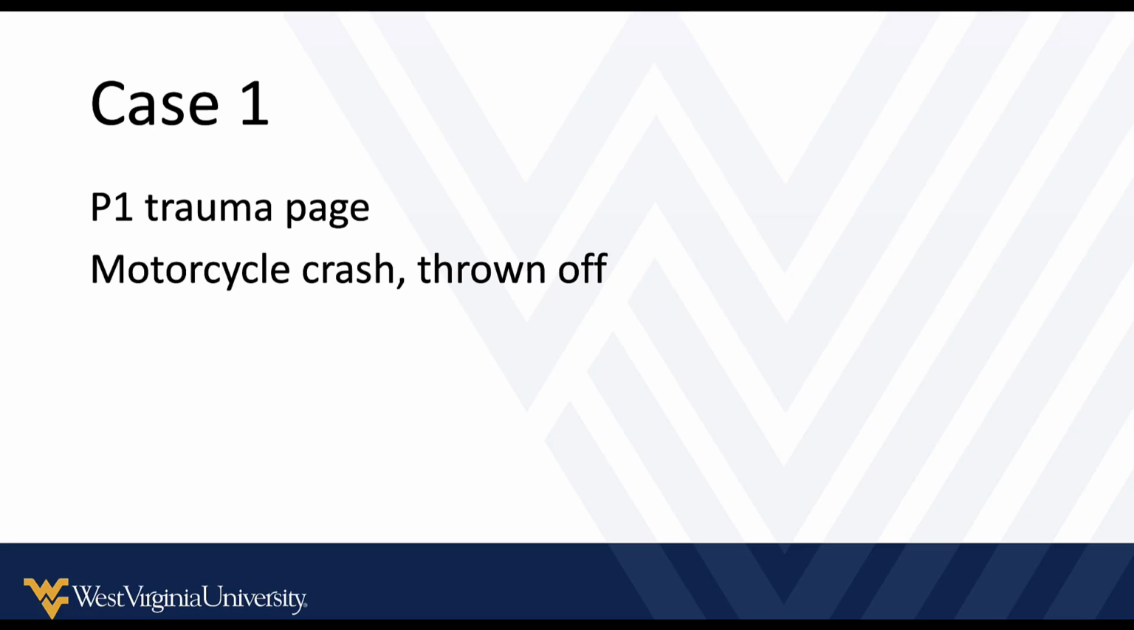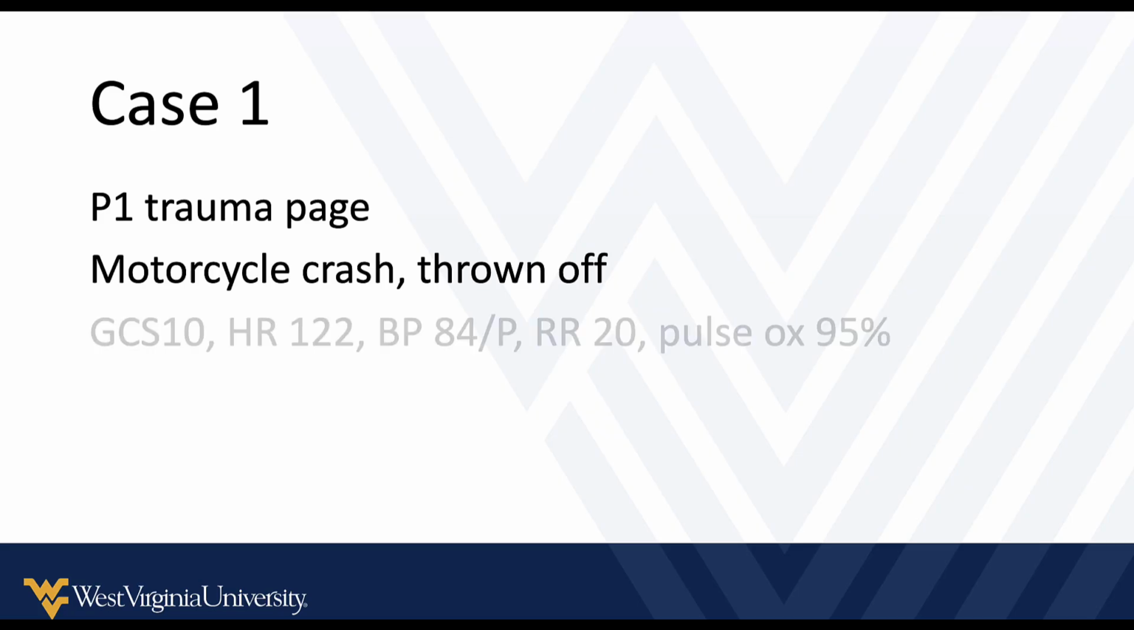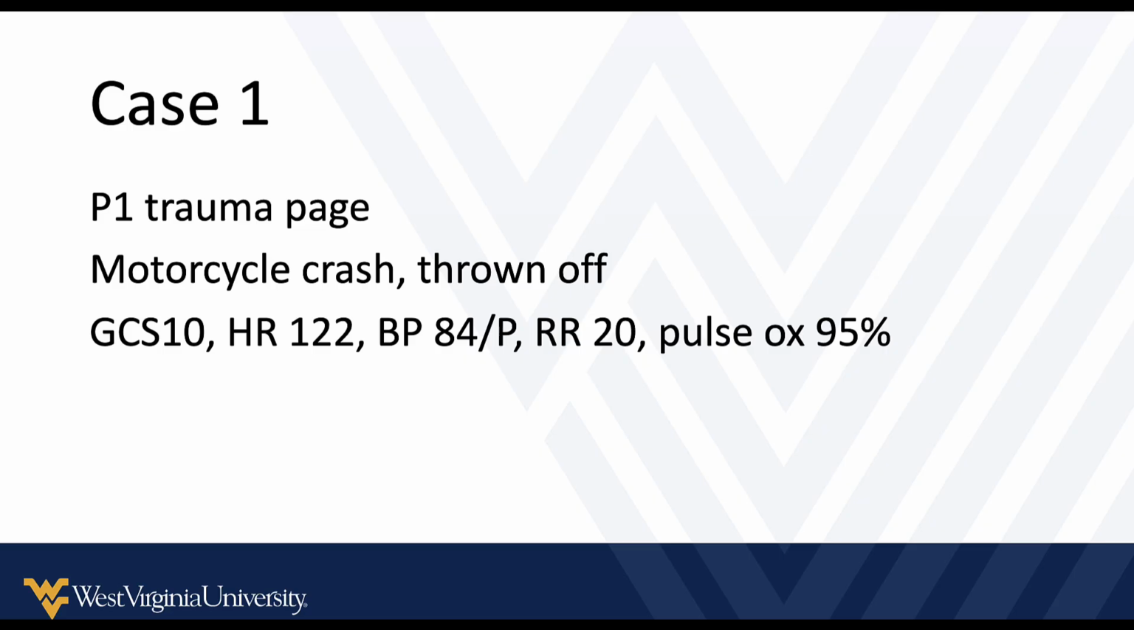With some of those findings in mind, let's go ahead and do a couple of cases. So our first case, this is a P1 trauma page, or whatever your highest priority is, wherever you're working. Someone who's in a motorcycle crash, they were thrown off. Their GCS is 10. They're tachycardic. They're hypotensive. This is a patient whose vital signs suggest that they're in shock.